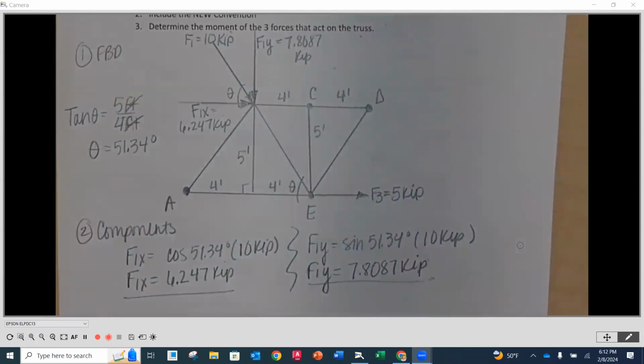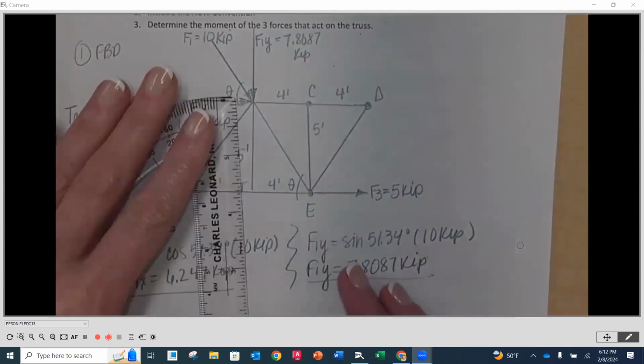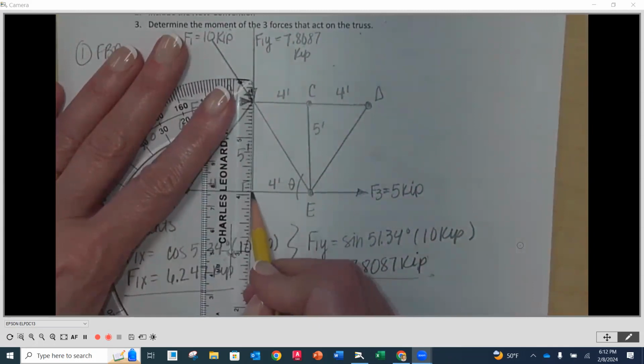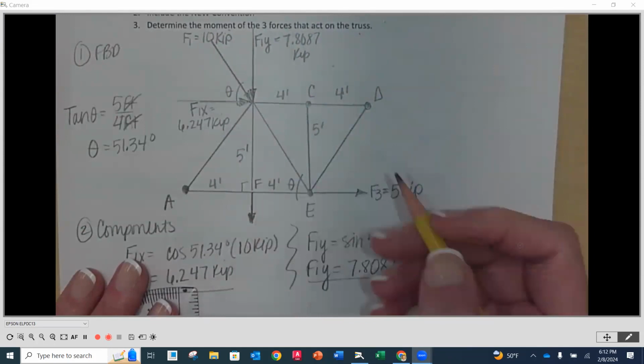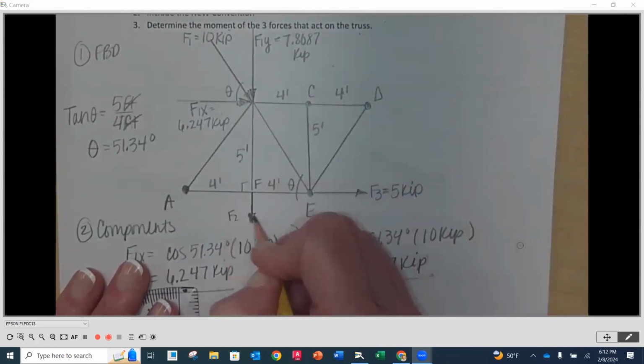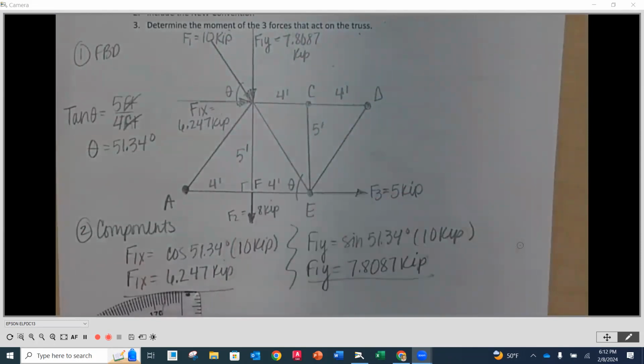All right, so now we have everything set up so that we're ready to sum our moments around the 2 points that they're asking for. Oh, no, I'm not. I'm missing a force. I just noticed coming down here, I forgot my force at F. I'm going to sneak it in here. This is F, and that's F2 is equal to 8 kips. Okay, sorry about that. You probably remembered yours. I didn't see mine. Now we're ready to sum our moments around A and D.